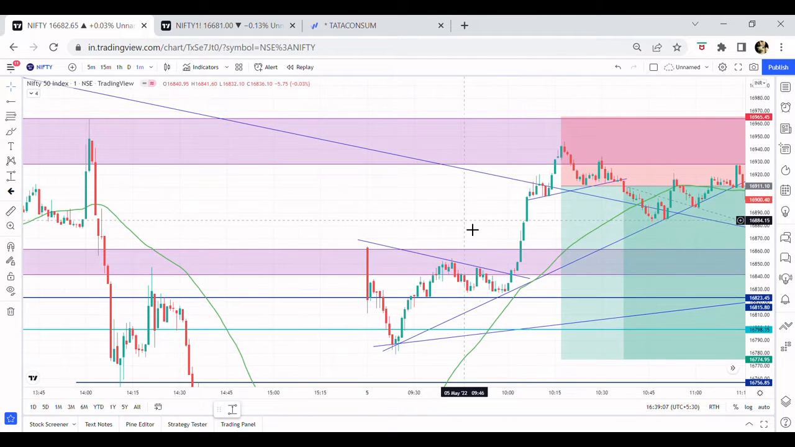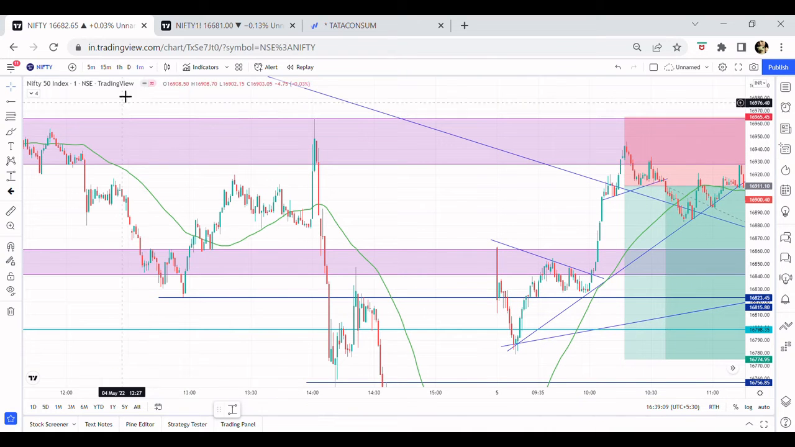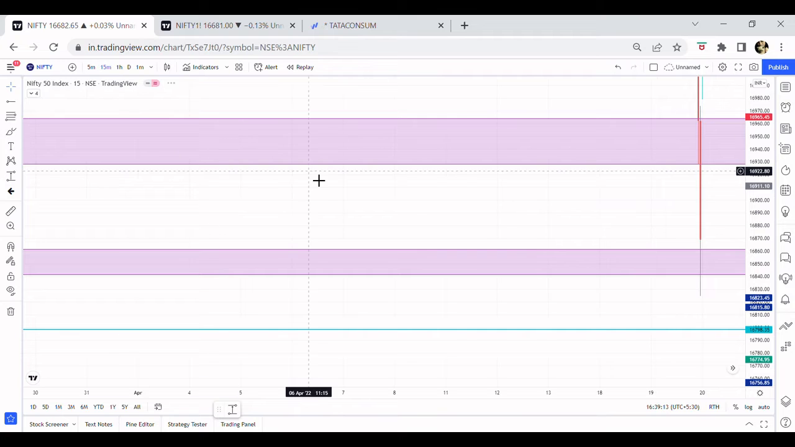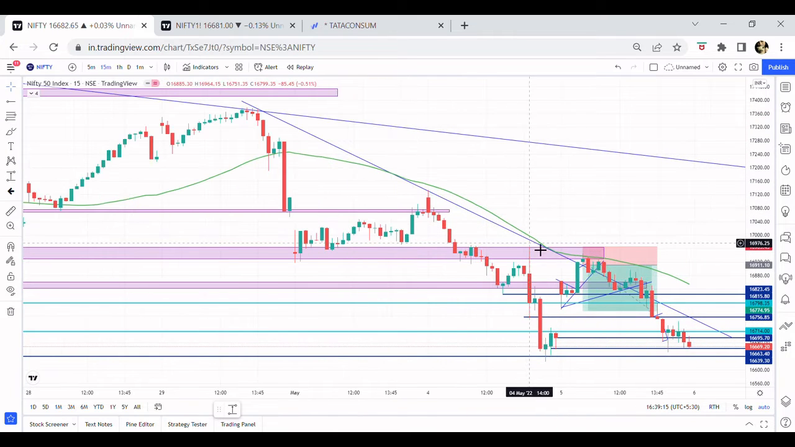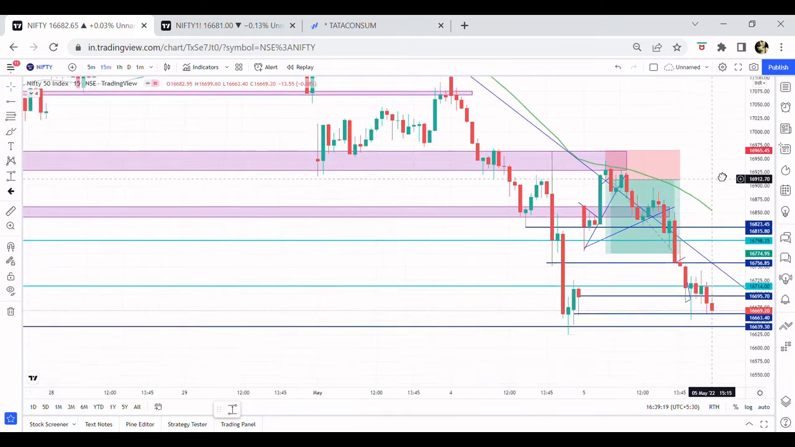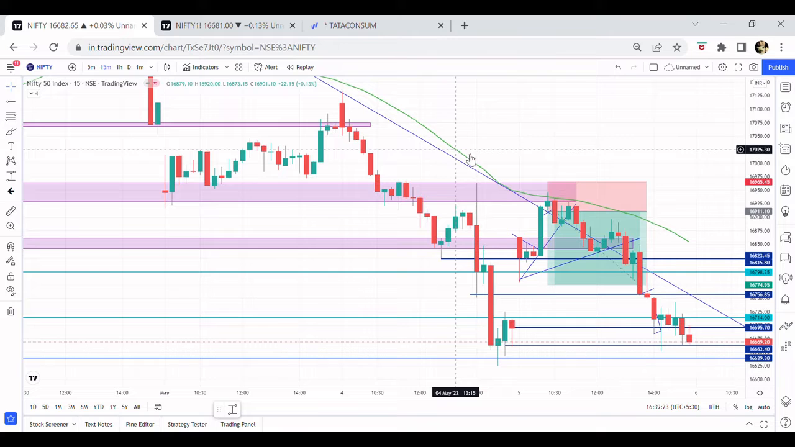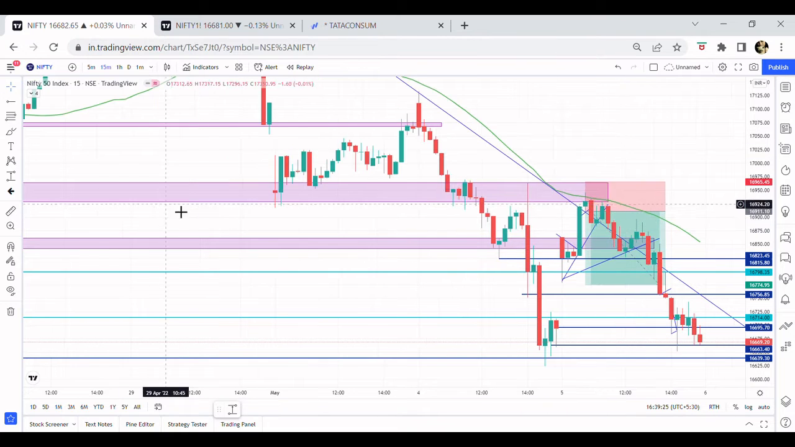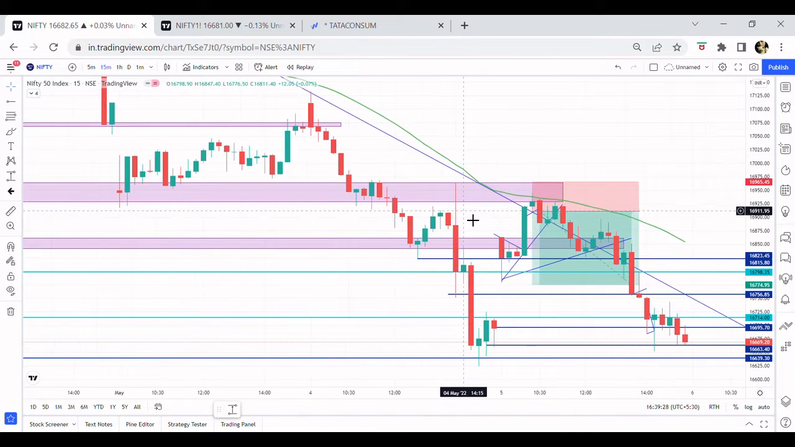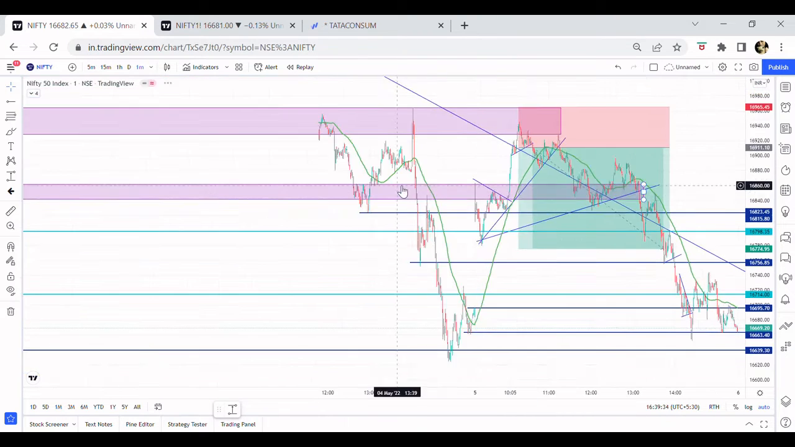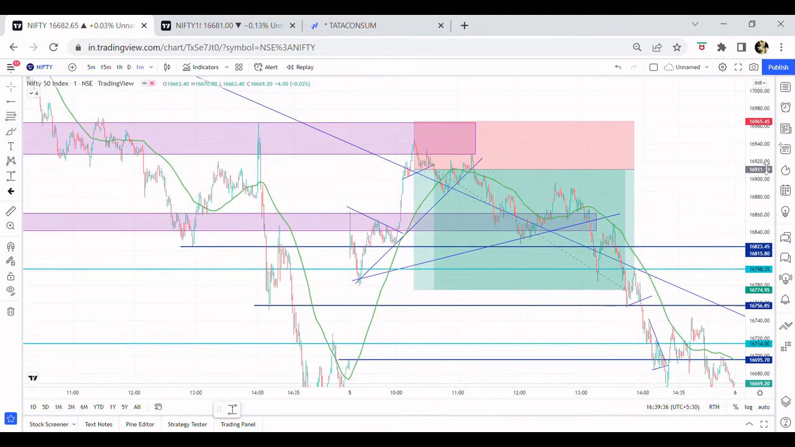So once it broke, first I'll tell you where the resistance is. Yesterday I drew this. Let me go to 15. Yeah. Yesterday I drew this resistance line. So this was the resistance. This trend line was the resistance. Also the 50 MA was the resistance. Also the horizontal resistance. So it was a confluence resistance area. And also the head and shoulder pattern was forming near that area.